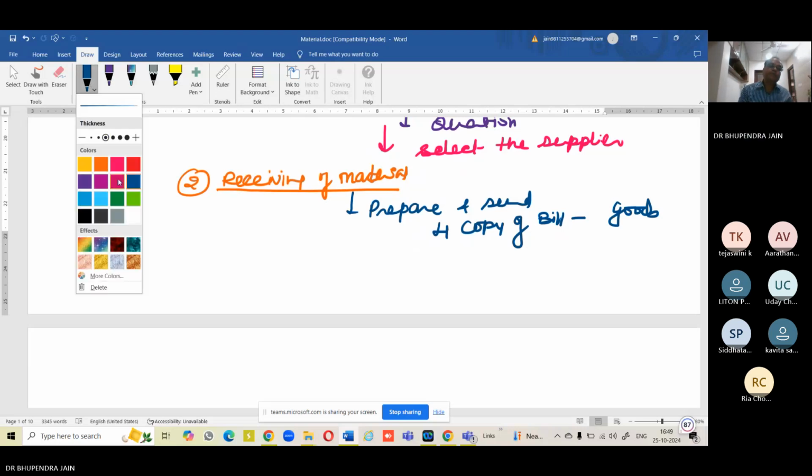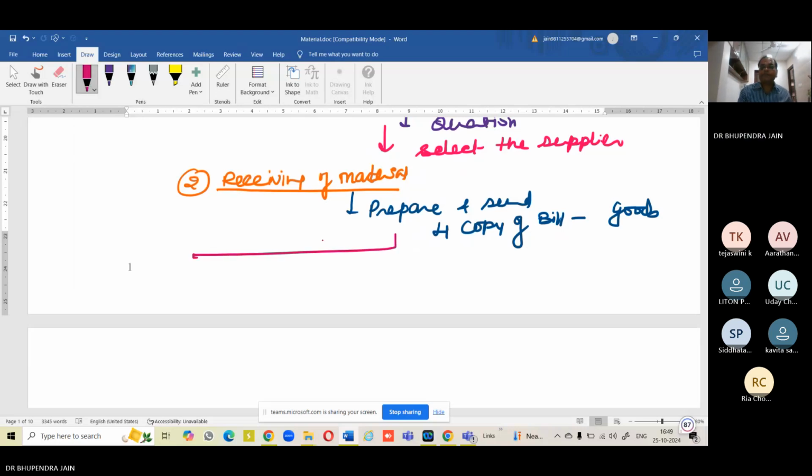For what purpose? Number first. The first copy is for the gatekeeper. The gatekeeper tallies the number of items with the bill and enters the goods into the factory premises. So the first copy is for the gatekeeper. The gatekeeper tallies the number of items sent by the supplier and sends the goods inside.